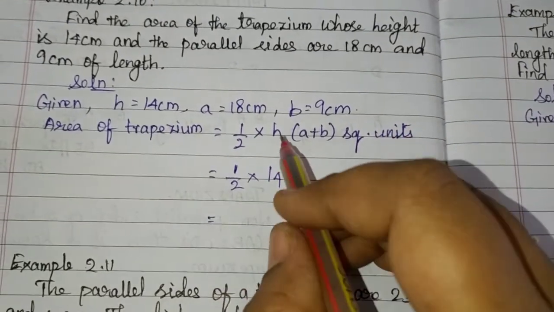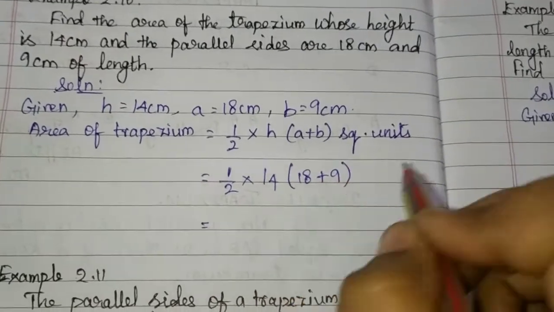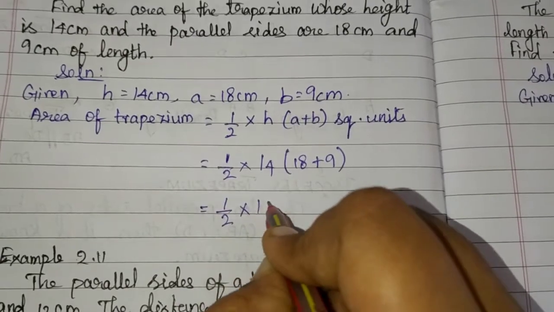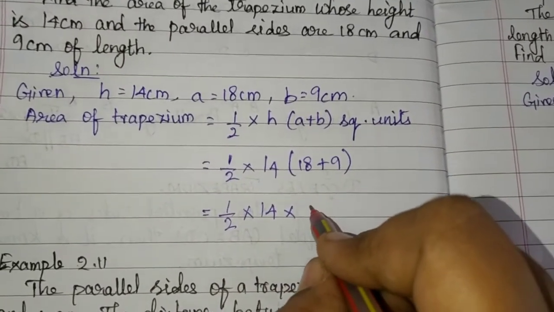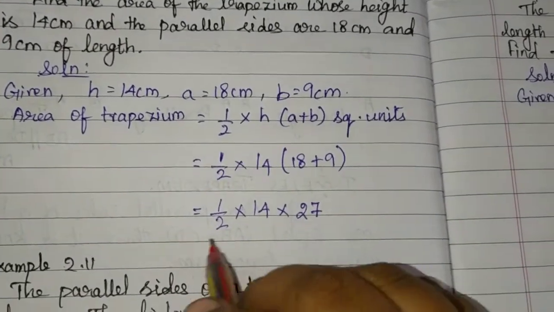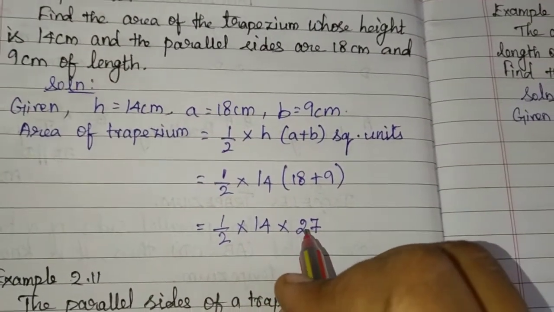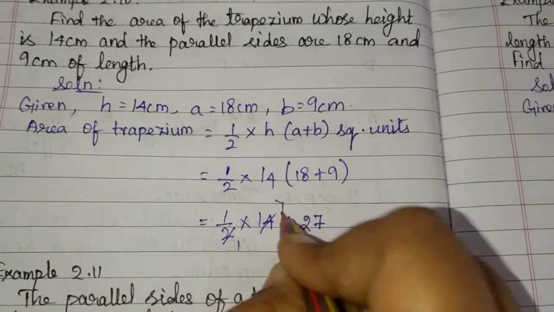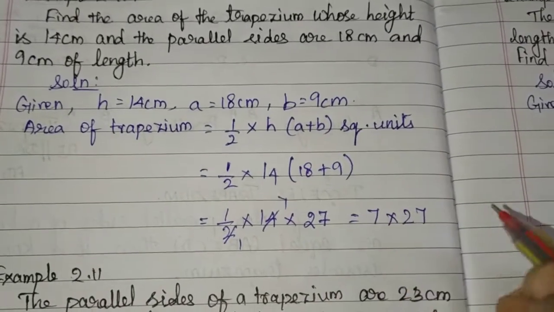Okay, and then a plus b, a is 18 plus b is 9. Okay children, then half you write 14, you write it here. So 18 plus 9, 18 plus 9 is what will come? 27 will come. Okay, now children, you just divide this 2 with this 14. We can't do it with the 27, so we will do it with the 14. 2 1s are 2, 2 7s are 14. Now I have only 7 into 27.